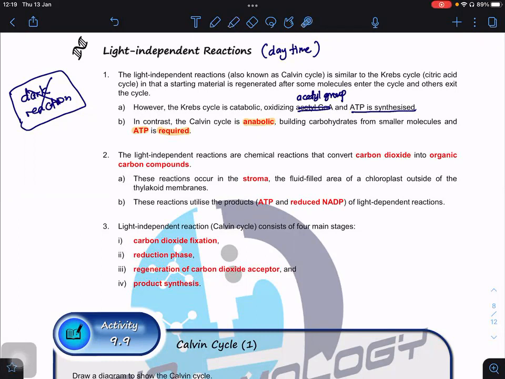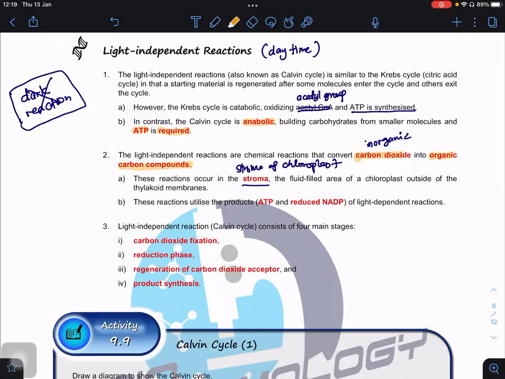Okay, so what is the function of the light-independent reaction, the Calvin cycle? The function is to convert carbon dioxide into organic carbon compounds. Carbon dioxide is inorganic, so plants want to convert this inorganic carbon into organic carbon compounds. This reaction occurs in the stroma, the fluid-filled area of the chloroplast. But I prefer you to write in full: stroma of chloroplast. When the question asks where this reaction takes place, you don't write stroma only, but you write stroma of chloroplast.